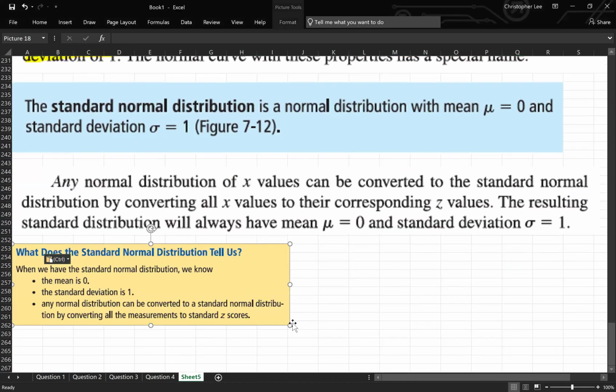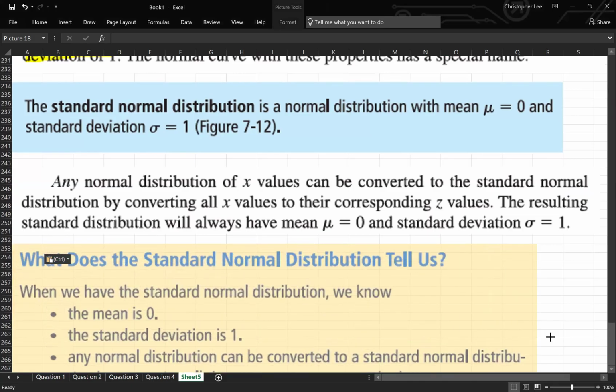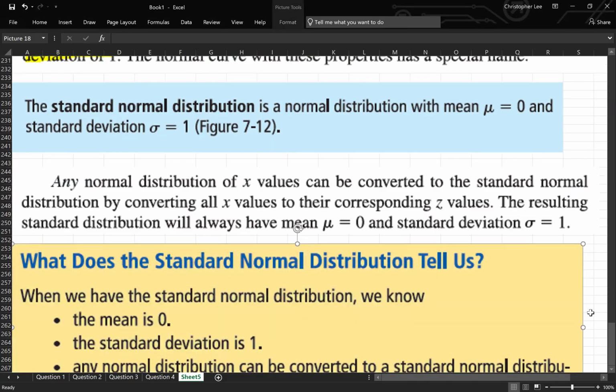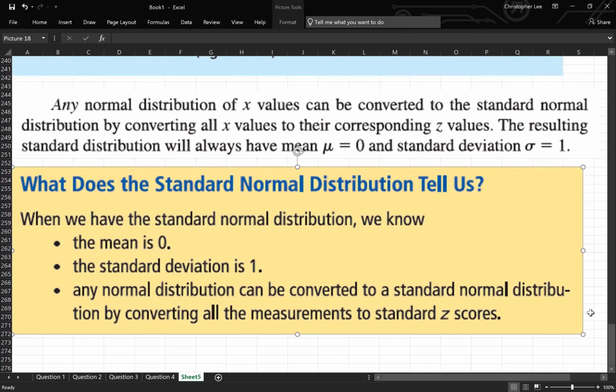Let's talk a little bit about this. So what does a standard normal distribution tell us? When we have a standard normal distribution, we know that the mean is 0, the standard deviation is 1, and any normal distribution can be converted to a standard normal distribution by converting all the measurements to standard Z scores.